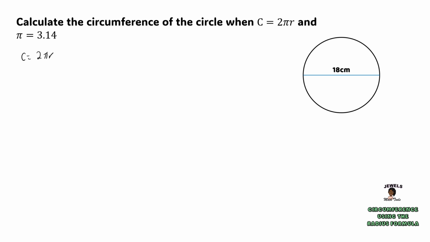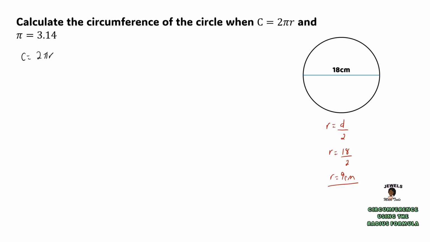So to calculate the radius, remember that the radius is half the length of your diameter. So that means to find my radius, whatever my diameter is, I'm going to be dividing that in half. And since we know that the diameter is 18 centimeters, when we divide 18 by 2, we will get 9. So for this question, my radius is equal to 9 centimeters.